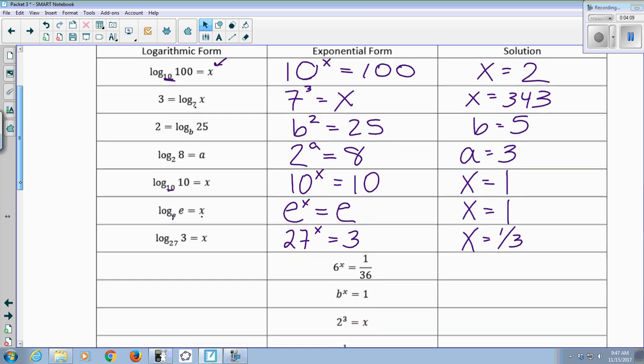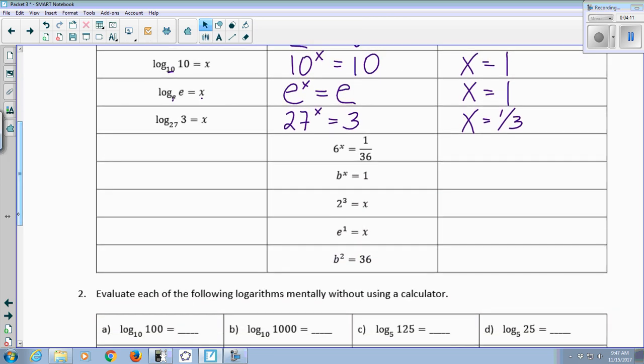All right, so for the rest of this table, we're going the opposite direction. We're given the exponential equation. We want to change it to a log equation and find the solution. All right, so I have 6 to the x equals 1 over 36. So 6 is the base, so I'm going to have log base 6. The log equals the exponent, so my exponent is x. And then the remaining number has to go here, 1 over 36. Log base 6 of 1 over 36 equals x.